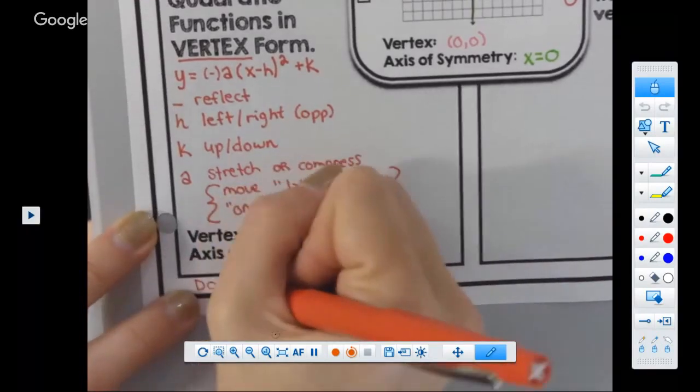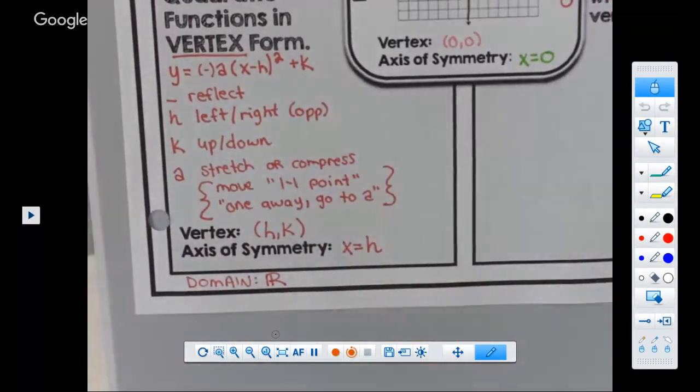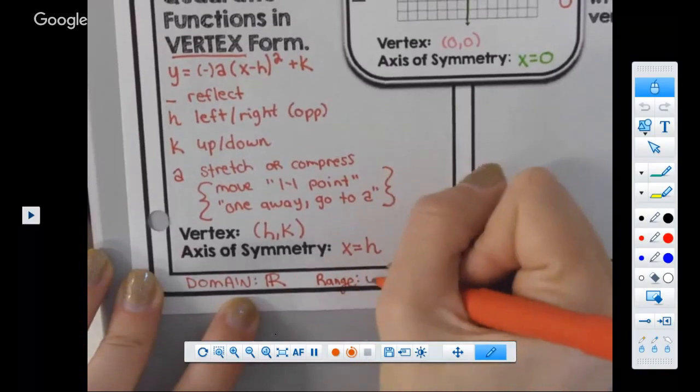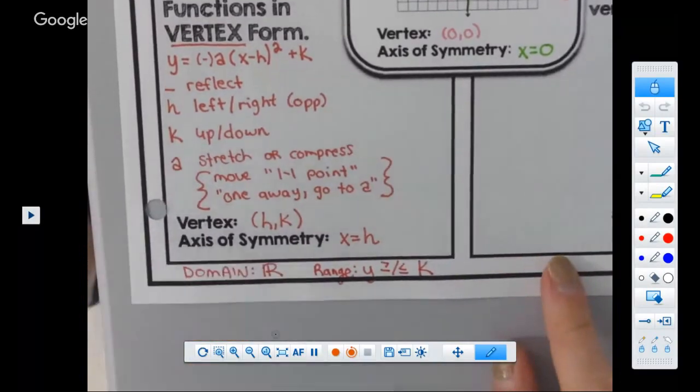Okay, the domain is always what? All real numbers. Okay, so none of this has changed. So the domain is always all real numbers, and the last little piece, for the range, it's either less than or equal to, or greater than or equal to. If it opens up, we'll use greater than or equal to. If it opens down, then we're going to look at less than or equal to. Feel okay so far? Okay.